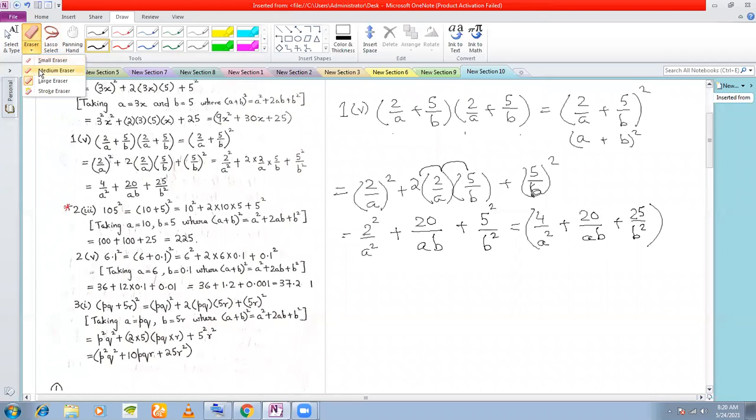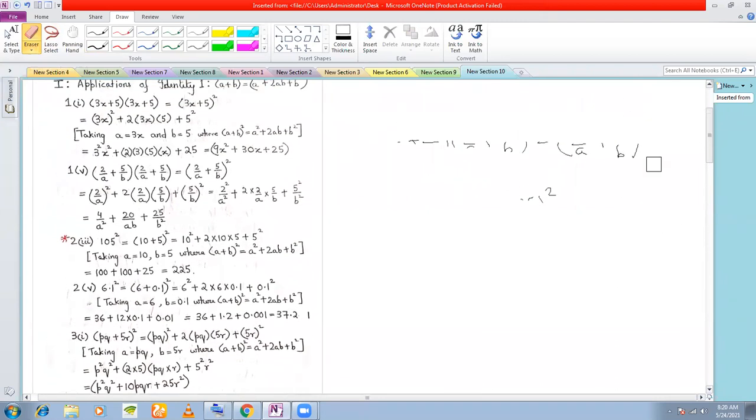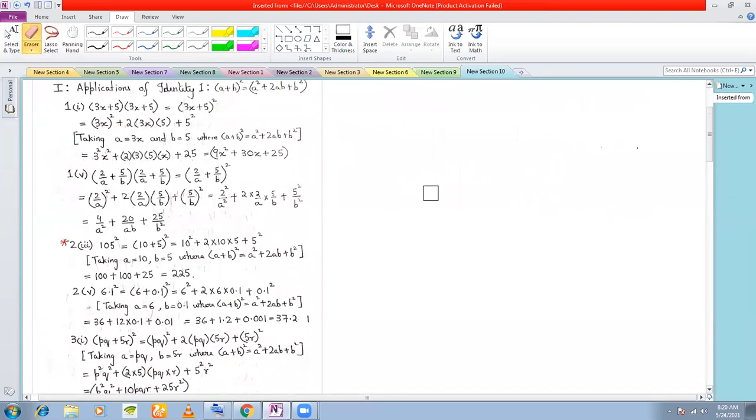The next problem is 105 square. Okay. So how to calculate 105 square? I give you an example. If you remember in the last class, we break up 105 as 100 plus 5. So if you see, I've given a red asterisk here, right? A red star. So wherever problems I've given a red star, that means these problems are important for your exam.